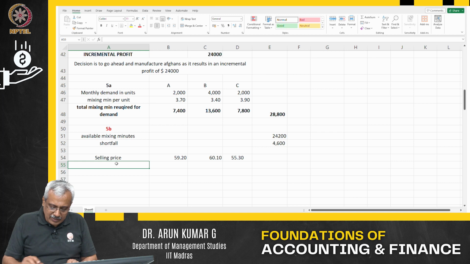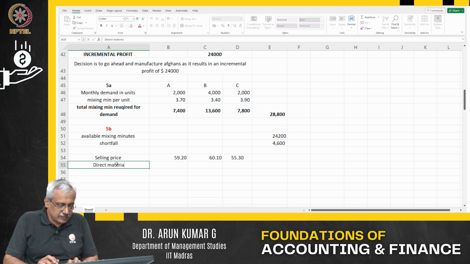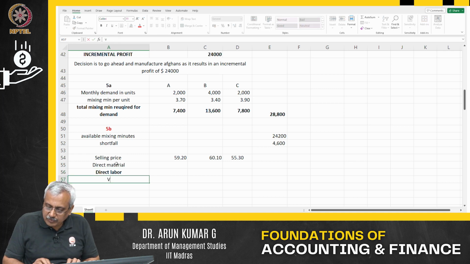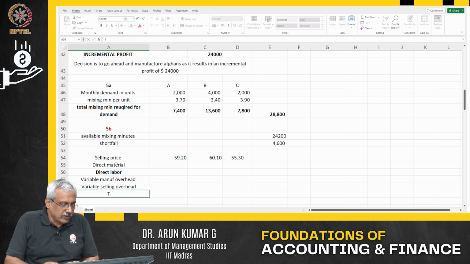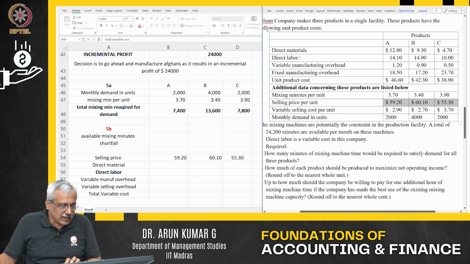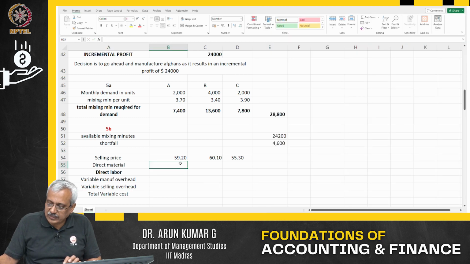Next, let us look at the cost: direct material, then direct labor, then variable manufacturing overhead, then variable selling overhead. Then we have total variable cost, because that is all the variable cost I have. Let me check again. Direct material, yes. Direct labor, yes. Variable manufacturing, yes. Variable selling, yes. Fixed cost, let us not worry about it as of now. Let us look at all these costs.